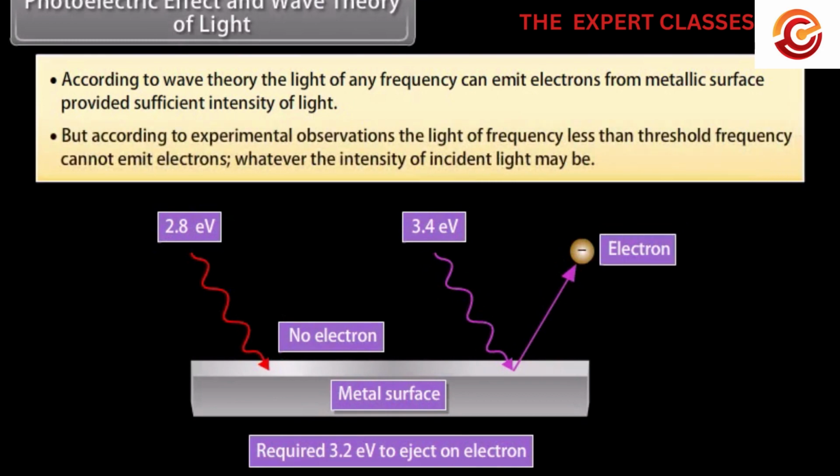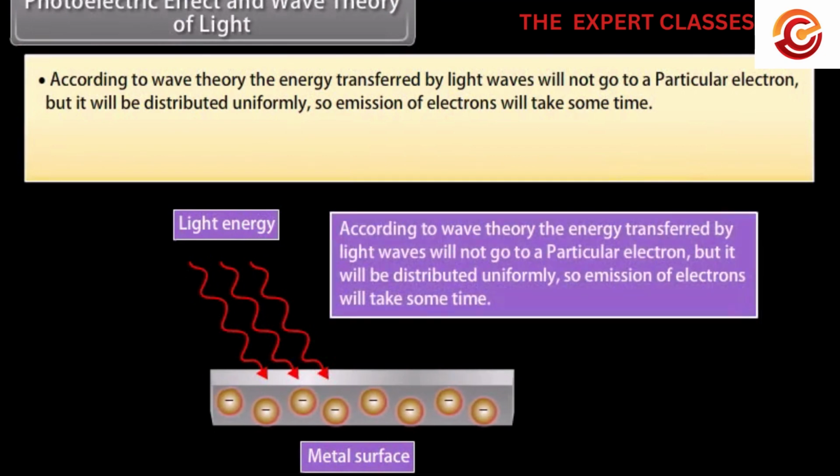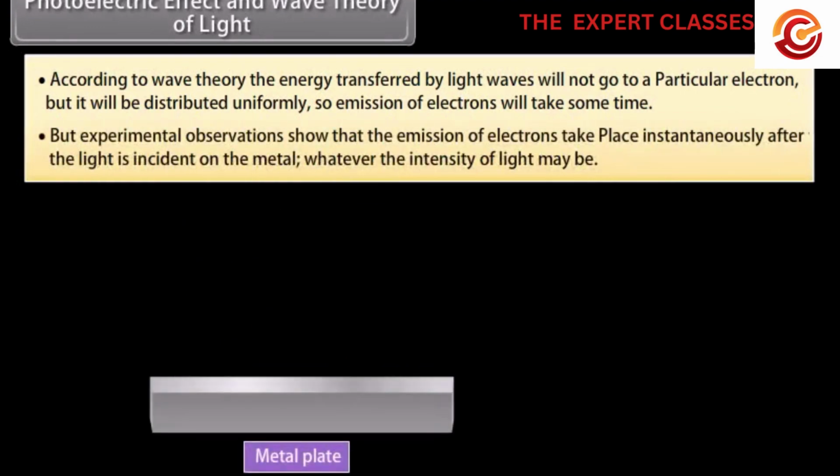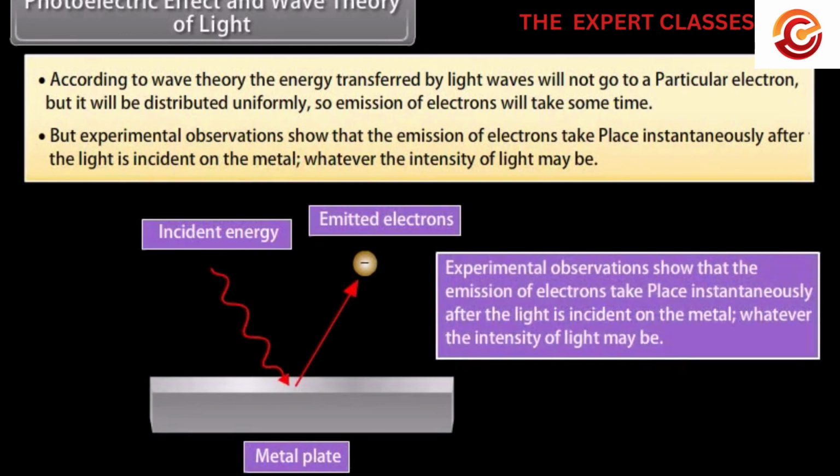But according to the experimental observations, the light of frequency less than threshold frequency cannot emit electrons, whatever the intensity of incident light may be. According to wave theory, the energy transferred by light waves will not go to a particular electron, but it will be distributed uniformly, so emission of electrons will take some time. But experimental observations show that the emission of electrons takes place instantaneously after the light is incident on the metal, whatever the intensity of light may be.